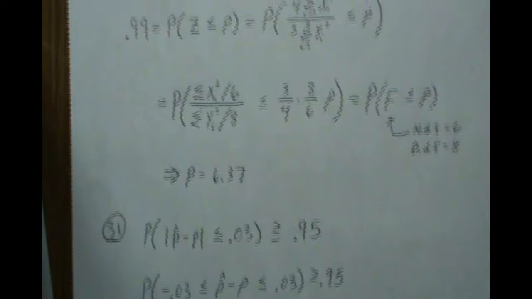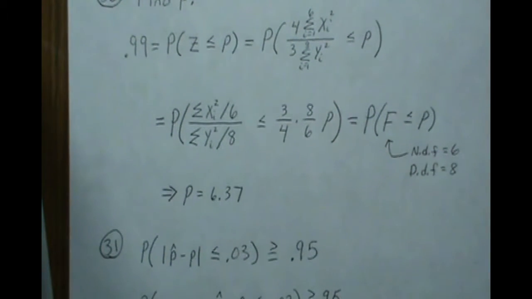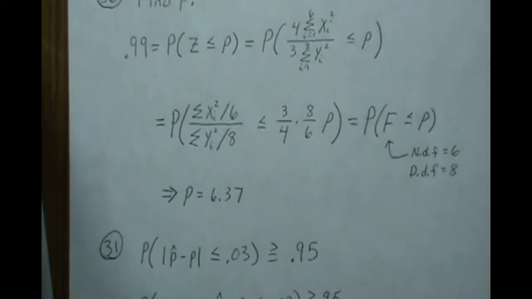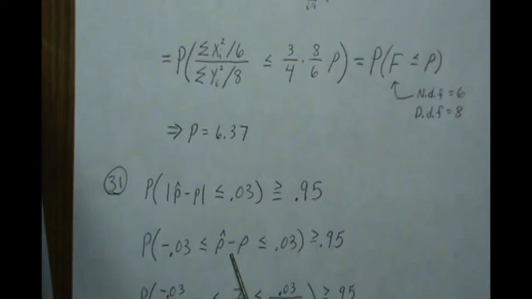Now, number 31, we want to find the sample size that makes this probability, our estimate within 0.03 of the true proportion of people that benefit. We want this probability to be greater than 0.95. Well, this is an absolute value and a less than, so that becomes this relationship.